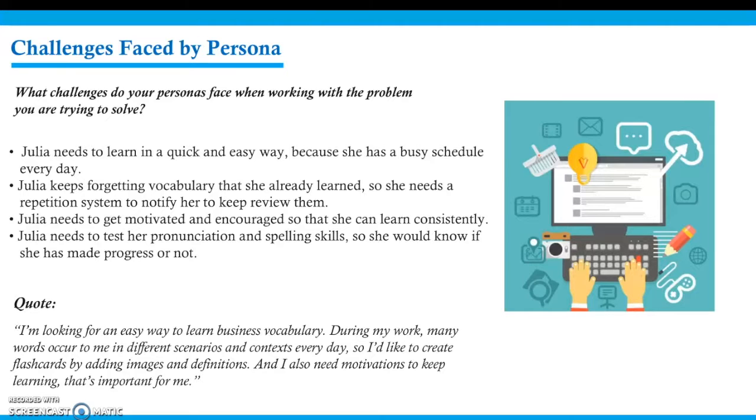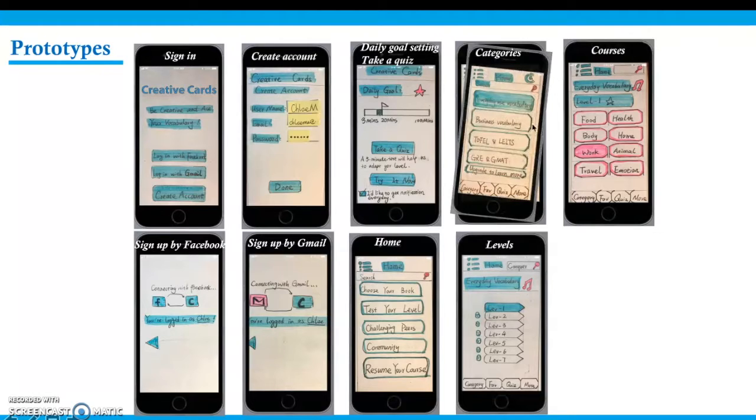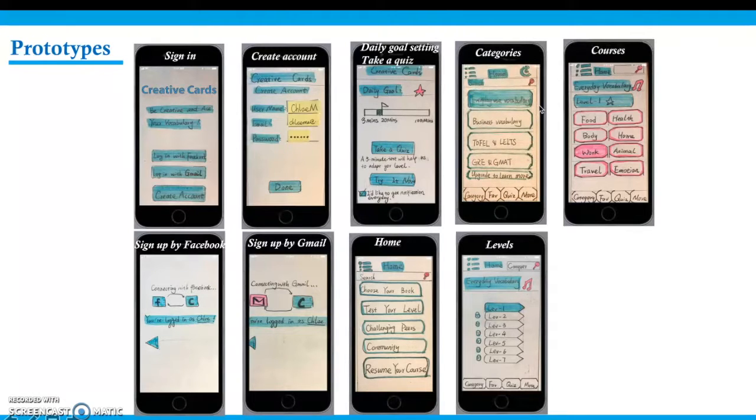So, how could this app help Julia to solve her problems? Firstly, this app has many different categories, such as daily speaking vocabulary, business, TOEFL, and IELTS. Users can easily choose one category to start, and the class will be given based on users' level. To unlock the next level, users need to finish the learning of the current level and pass the quiz.